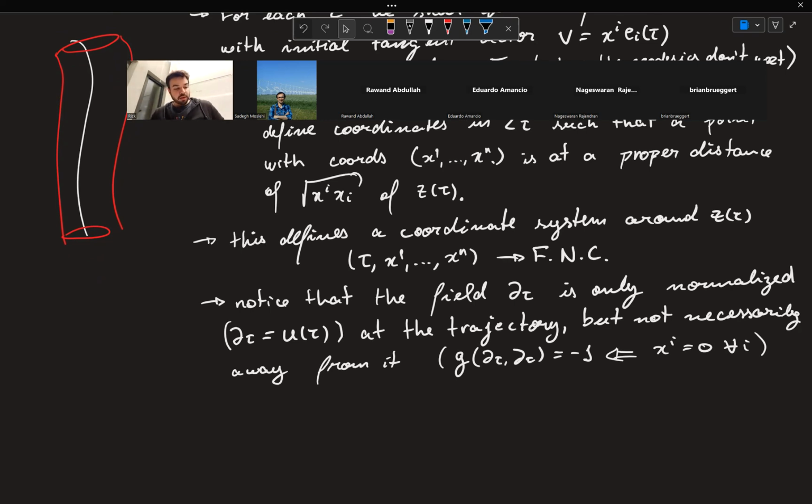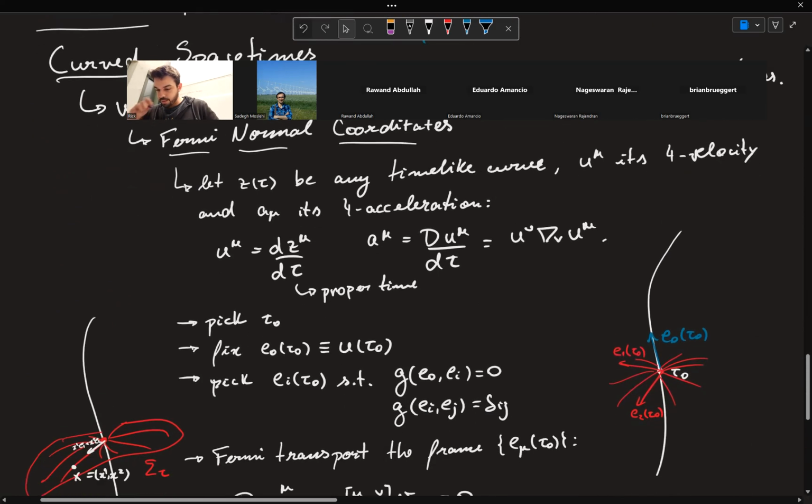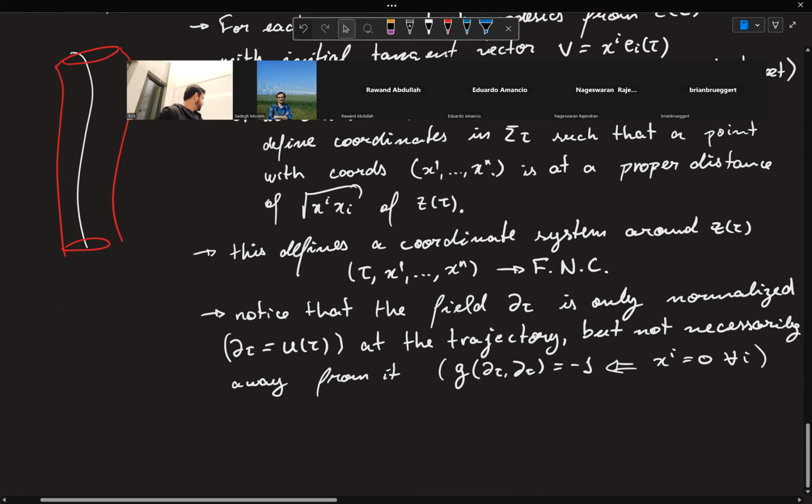Okay. Cool. This is the crash course in Fermi normal coordinates. There are many references about this. There's one very good that I usually recommend people. This reference is Poisson and Vega. It's a paper from 2011. It's on the arXiv. Amazing reference.